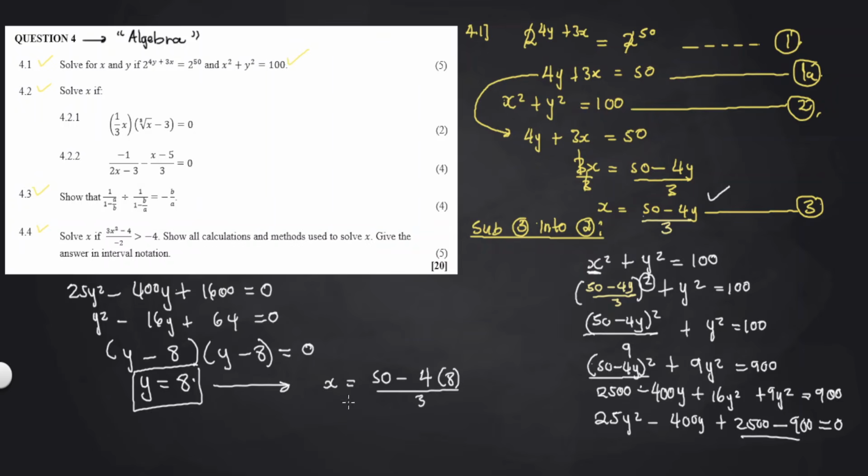50 minus 4 times 8 divided by 3. The answer is x equal to 6. There goes your 5 marks. Alright, that's our simultaneous equation. Let me hide it.